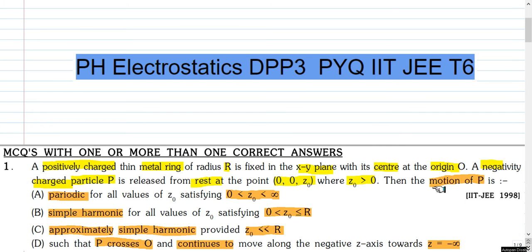Then the motion of P is: option A, periodic for all values of z0 satisfying 0 < z0 < infinity. Option B, simple harmonic for all values of z0 satisfying 0 < z0 <= R. C, approximately simple harmonic provided z is much small compared to R. D, such that P crosses O and continues to move along negative z towards z equal to minus infinity. You can pause this video and attempt this question.